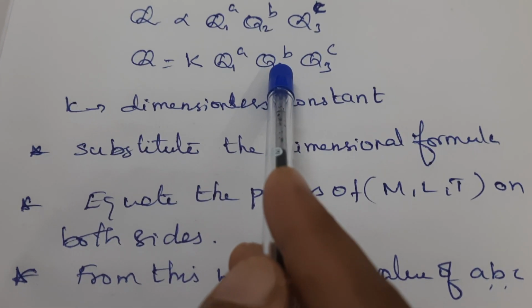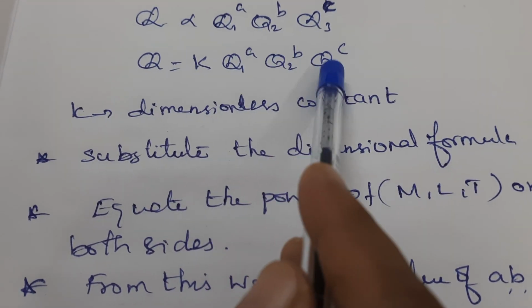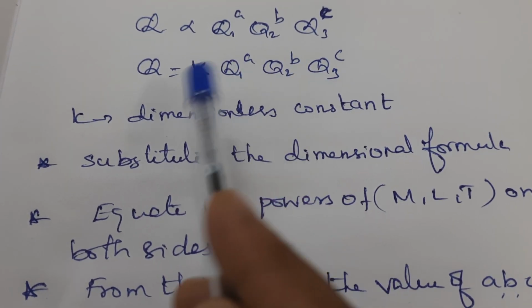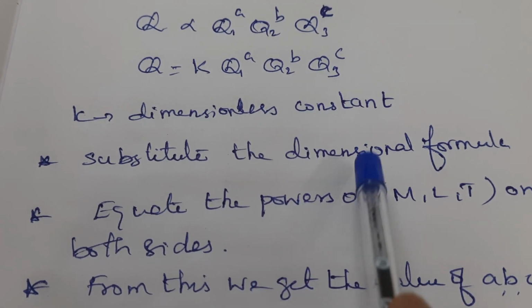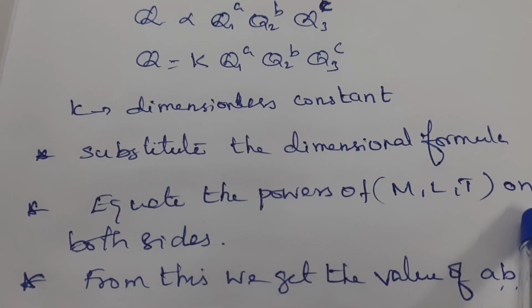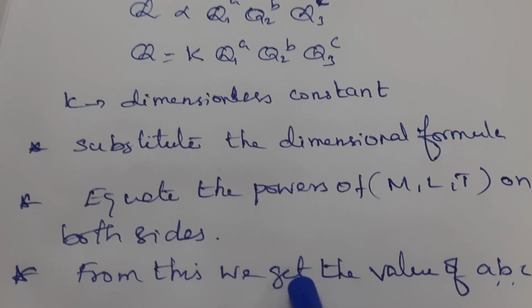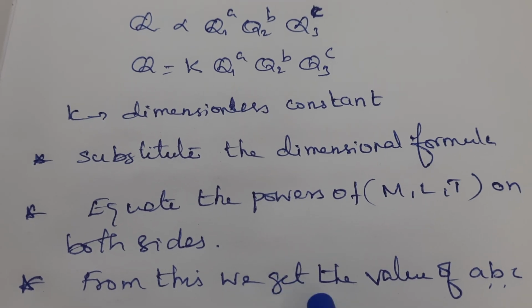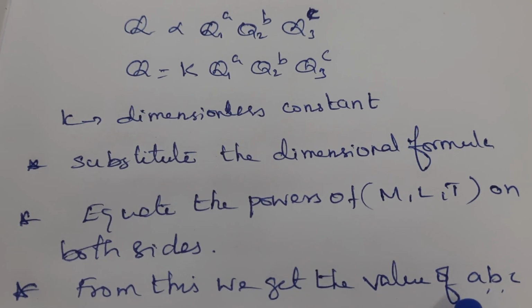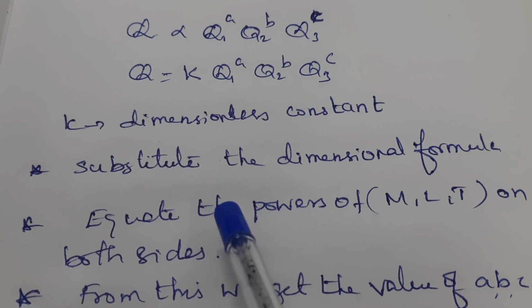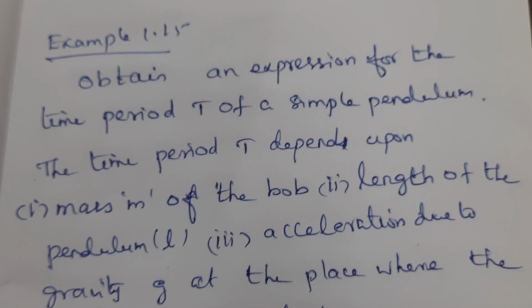So what is the first step? First step, apply the dimensional formula for all the quantities. Second step, equate the powers of M, L and T on both sides. And last step, by solving the equations, we will get the values of a, b, c and we can find the relations among the given quantities.